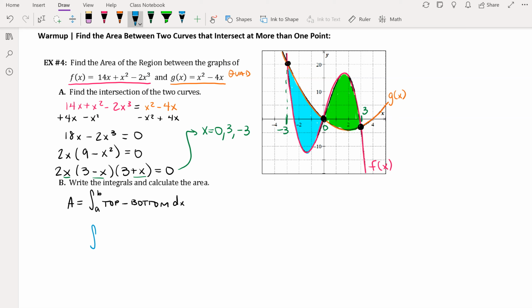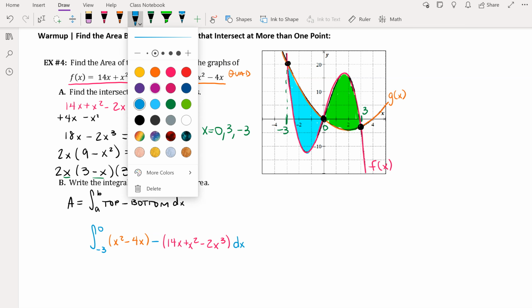from, all right, for the blue area, the blue shaded region, we need to go from -3 to 0, right? So the integral from -3 to 0 of, and then what is my top function? My top function there is g of x. So I'm going to put my g of x function, x squared minus 4x, and then subtract, and then put my f of x function. Remember to put that f of x function in parentheses. And that was a little messy. Okay, with respect to x. So there's my blue shaded region.